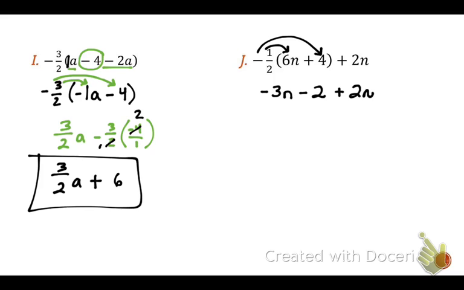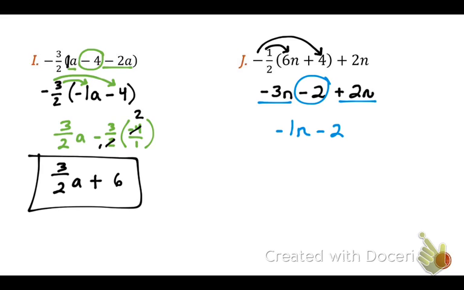Am I finished? No. What do I still have to do? We've got some like terms here, so we've got to add those together, and this one will be left alone. So let's go ahead and add negative 3n plus 2n. Is that the same sign or different sign? Different sign. Okay, same sign, add and keep; different signs, subtract, and take the sign of the larger number. What's negative 3n plus 2n? Negative 1n, and then you want to just bring down that minus 2.